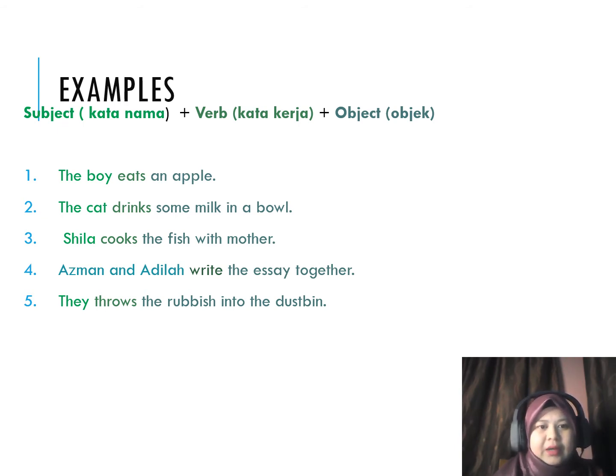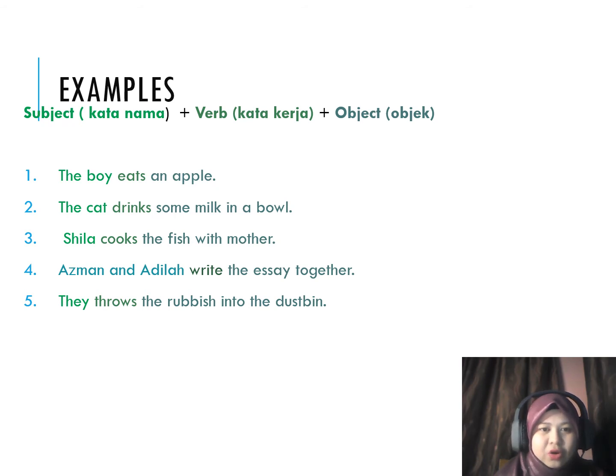Number 3, Sheila. Sheila is kata nama, which is subject. Cooks, memasak, kata kerja. The fish, done, object. You can add more like this. Sheila cooks the fish with mother. Yes, can. It's correct.